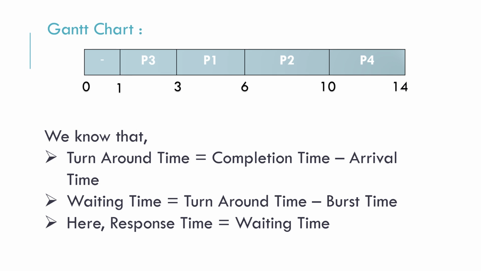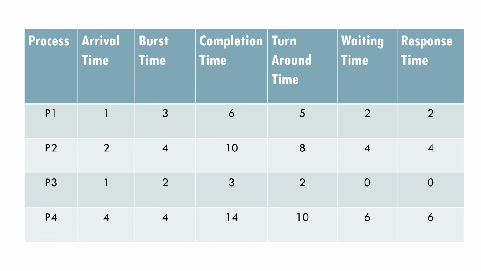Now, as we know the formulae to calculate the turnaround time and waiting time, turnaround time is equal to completion time minus arrival time. Waiting time is equal to turnaround time minus burst time. As it is a non-preemptive algorithm, the response time will be same as the waiting time. Tabulating all these values, we can calculate the average waiting time and average turnaround time.